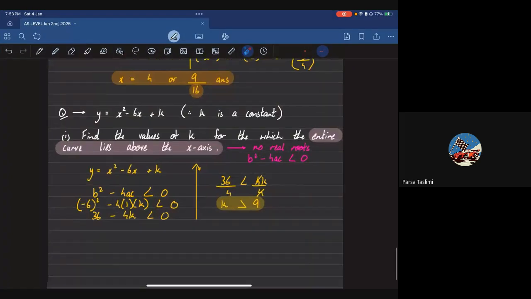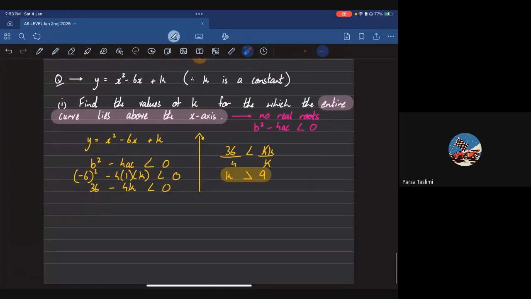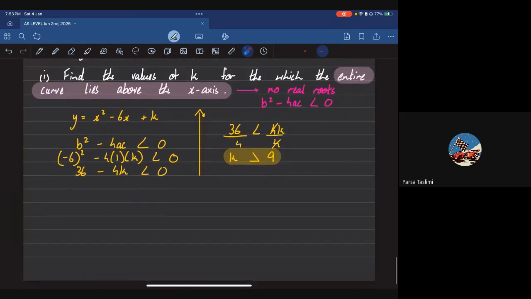Clear? So always remember one thing: whenever in a question they say to find possible values, like find the values of k or find the possible values of k, that means that they're going to have exact values in the answer. That is what I'm trying to say.